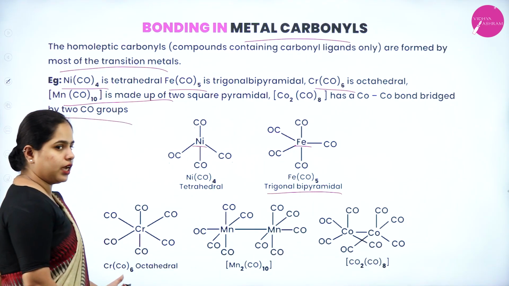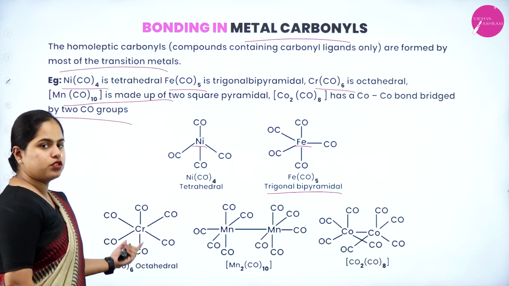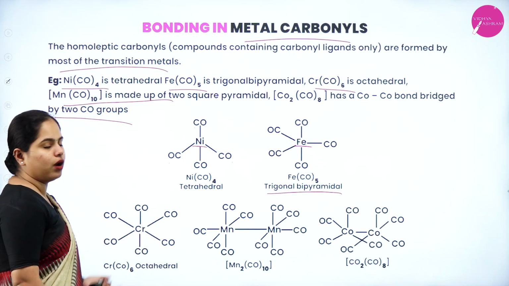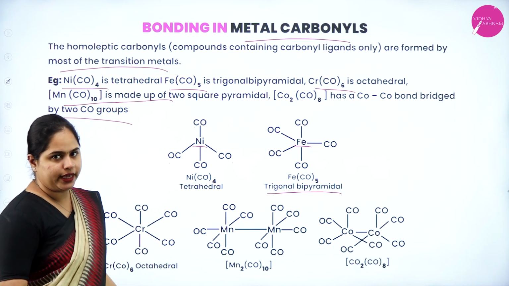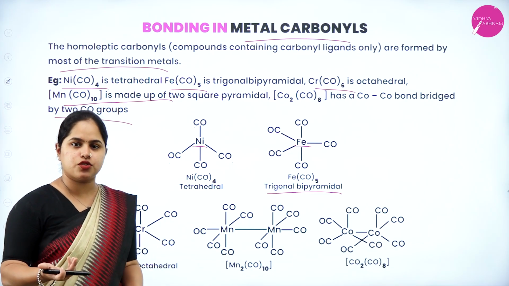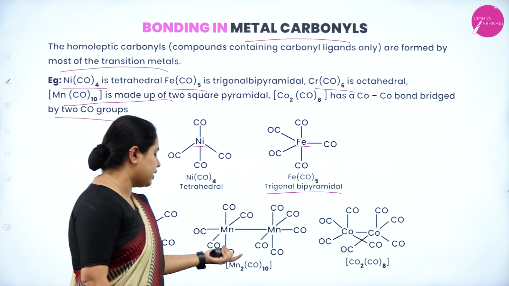So the next one is octahedral, that is Cr(CO)6. Here also in the center there is a central metal atom which is chromium. Surrounding it you have 6 carbonyl ligands. So in all these cases you can see the ligand is always carbonyl. That is why it is called a metal carbonyl, right?